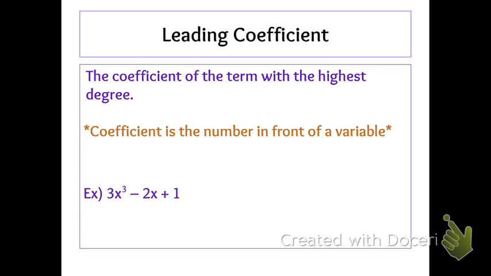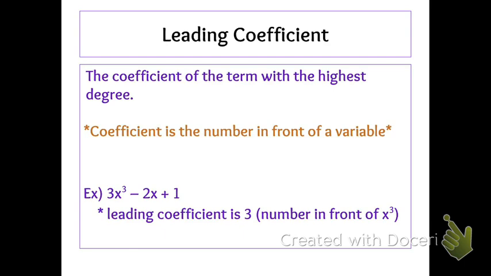So if we had 3x cubed minus 2x plus 1, that's a trinomial. The 3x cubed has degree 3, the 2x has degree 1, the 1 has degree 0. The 3x cubed is the one with the highest degree, so the leading coefficient is 3, because it's the number in front of the x cubed term.